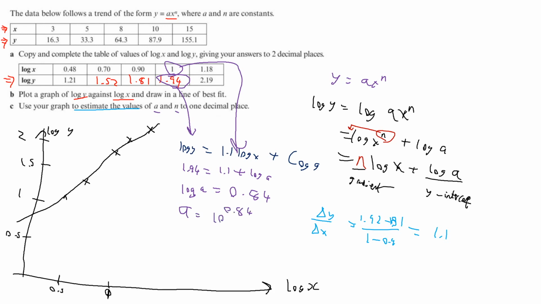Okay? Why? Because if there's no base written on the log, then we can assume that it's 10. Okay? And if you plug that into your calculator, you should get a as 6.9. Nice.